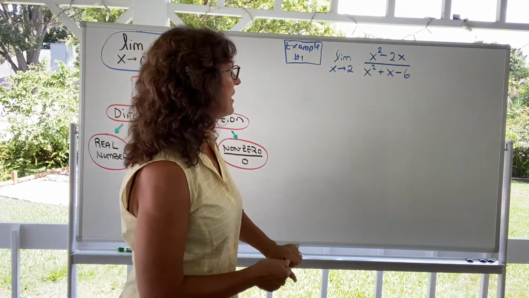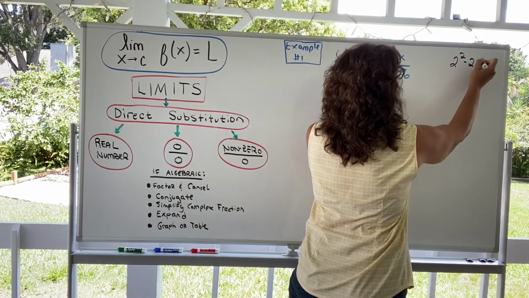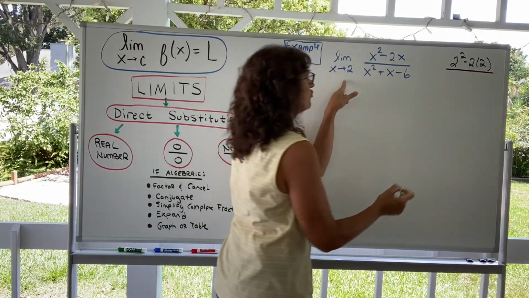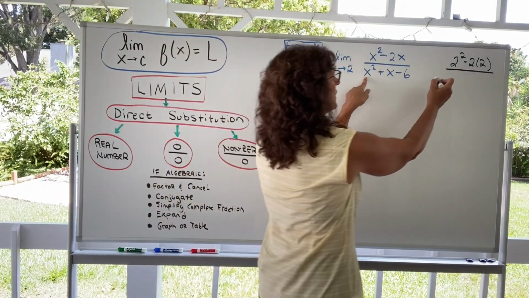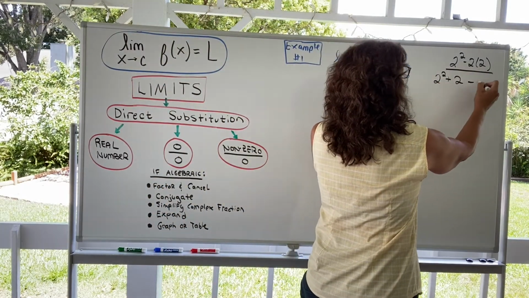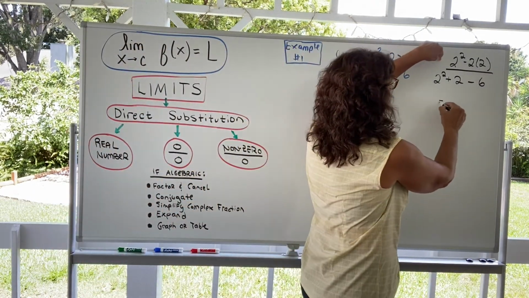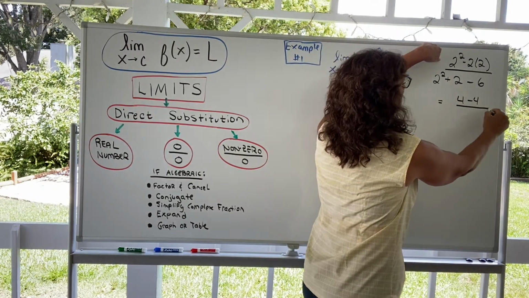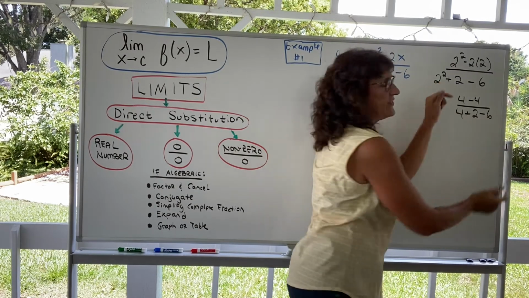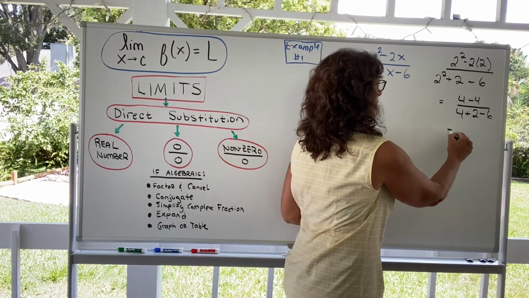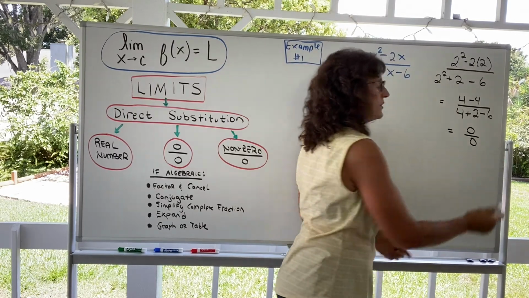Somewhere off to the side, substitute the 2 in for x. In the numerator we have 2 squared minus 2 times 2, and in the denominator 2 squared plus 2 minus 6. In the numerator, 4 minus 4 is 0. In the denominator, 4 plus 2 is 6, and 6 minus 6 is 0.